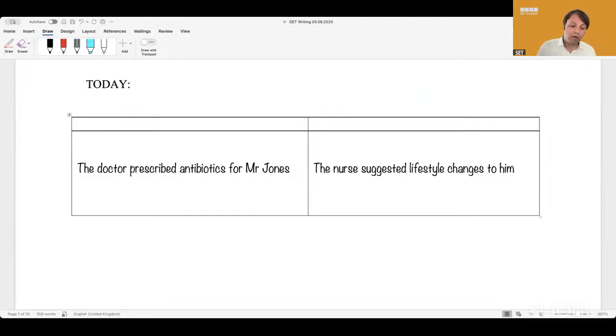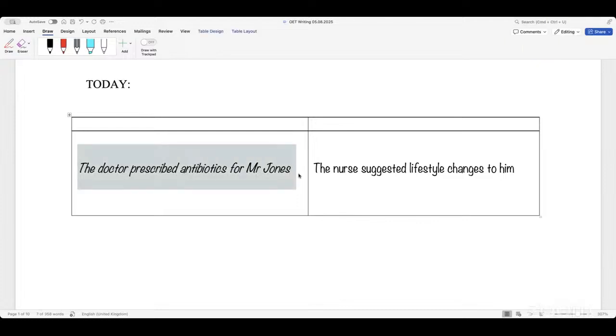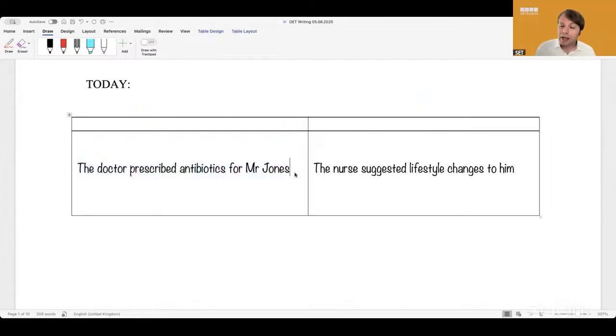I want someone to read this sentence. Maybe Esma, or we could try Anastasia. Can you read this? The doctor prescribed antibiotics for Mrs. Jones. Okay. So is this active or passive? Dinesha, Gloria, is this active or passive? Active. This is active, right? Yeah, active. And Ismail, should it be active in OET? No. Right.